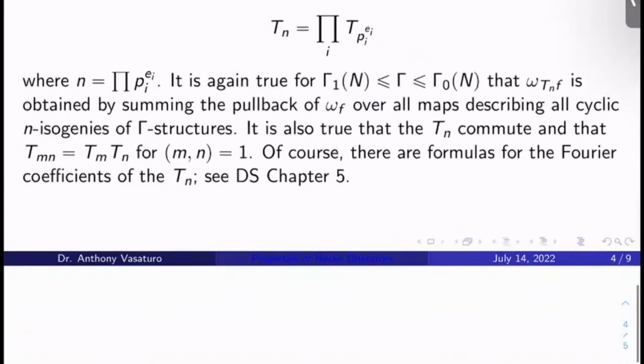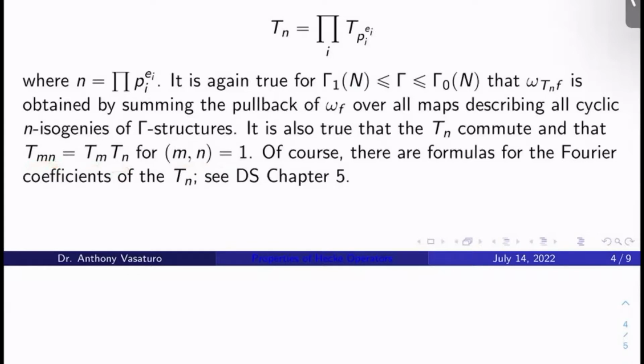Okay, it's also true that the T sub n commute with each other. So T_m T_n is still T_n T_m for all m and n. And you also get that if m and n have GCD 1, then T_mn is T_m T_n.